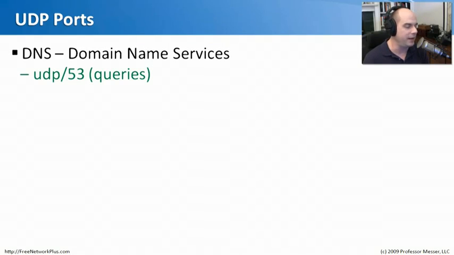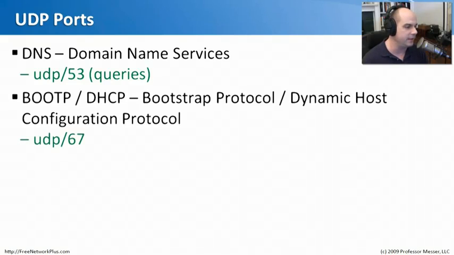DNS stands for Domain Name Services. We mentioned earlier that DNS can be used for doing zone transfers via TCP. The UDP protocol is what we most often see on a network because that's where people are actually doing the queries. So when you query for yahoo.com, you query for google.com, there is a UDP port 53 packet that goes out with that domain name service query inside of it.